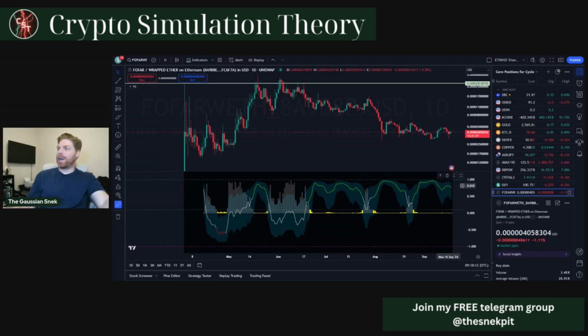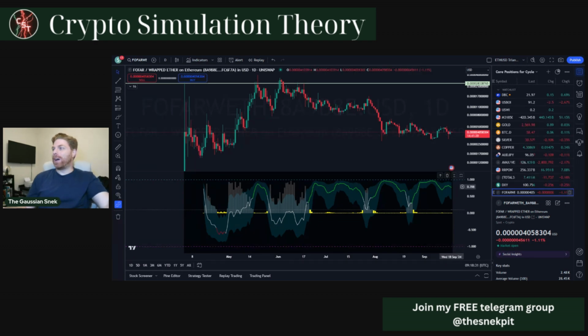Now, for the first time in a long time, since like early September, we're seeing lower highs on the correlation. So if you are in this region from 0 to 1, generally the closer you get to 1, the stronger the correlation is, meaning that at 1, if Bitcoin moves up, FOFAR definitely moves up.